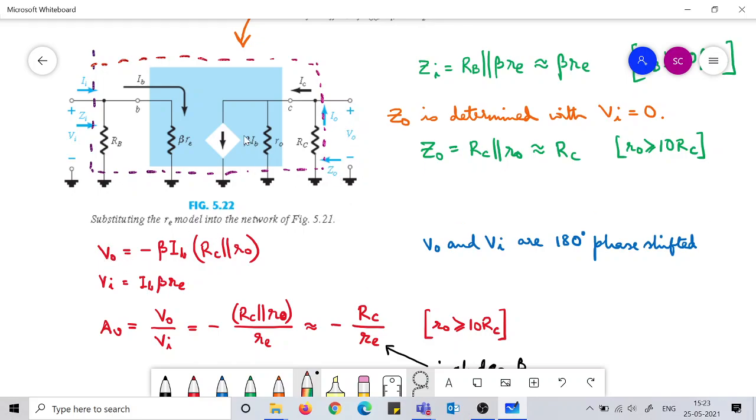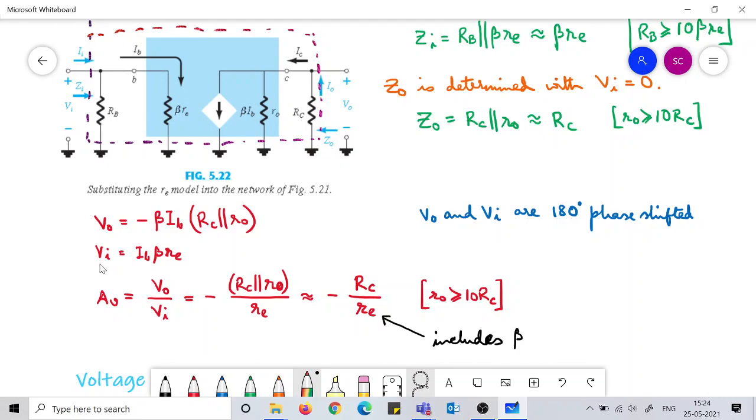So V0 in terms of beta IB: you see this beta IB is flowing in this branch, and after this branch there are these two resistances in parallel. So the beta IB is also flowing through the parallel combination of these two, and that we already came to understand is the Z0. Here we are not explicitly writing the Z0, but keep in mind that RC parallel R0 is actually Z0. We could have written Z0 also.